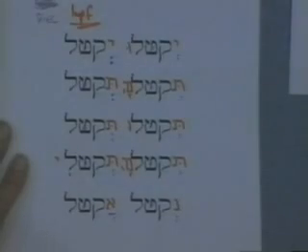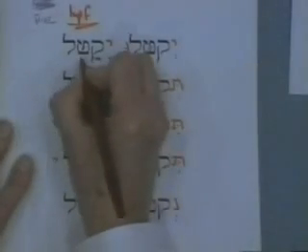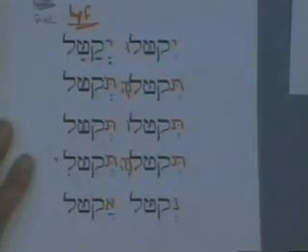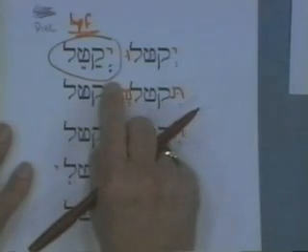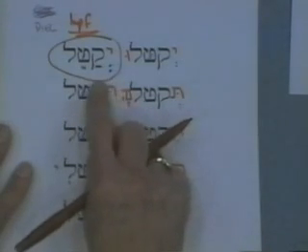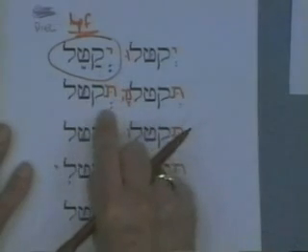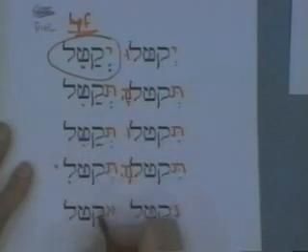The rest of the vowels, which at this point you can almost live without, are patach and tsere, so that the actual form is pronounced yeqatTel. Say that with me. YeqatTel. TeqatTel. TeqatTel.